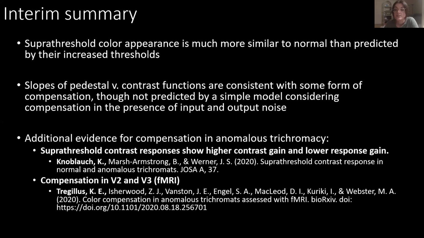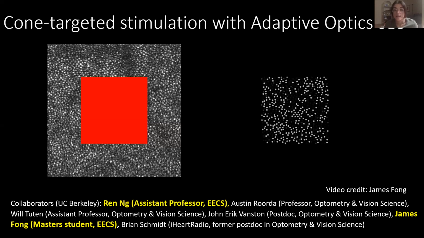But in any case, there's starting to be a good body of work supporting the idea that color appearance in anomalous trichromacy is actually much more similar to normal than we might expect. And with advances in technology like fMRI, I think some exciting work is on the horizon, which will hopefully tackle some of the remaining questions that we have.